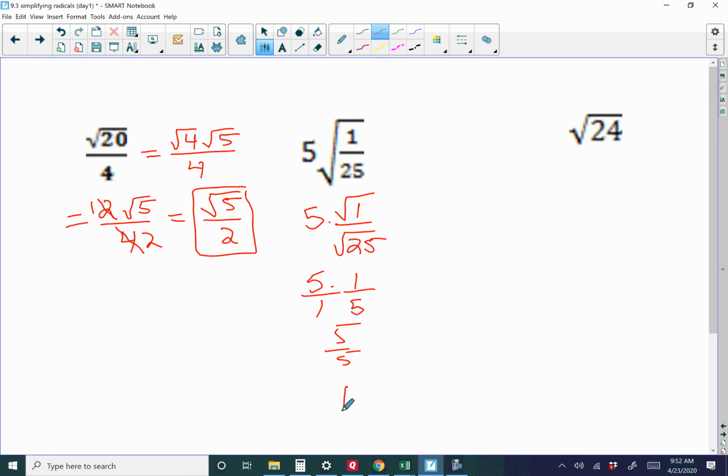Square root of 24. You can do that various different ways as well. The way I was doing it before, I can break this up into the square root of 4 times the square root of 6. Square root of 4 is 2. Square root of 6 stays square root of 6 because there are no other factors of 6 that are perfect squares. So I just leave it under the square root symbol. I can't break it down any further.